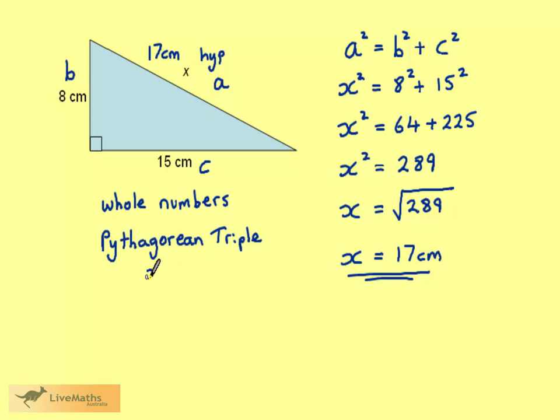The best known Pythagorean triple is 3, 4, 5. As we saw in the introduction, 3 centimeters, 4 centimeters, 5 centimeters is a right-angled triangle. There are an infinite number of Pythagorean triples.